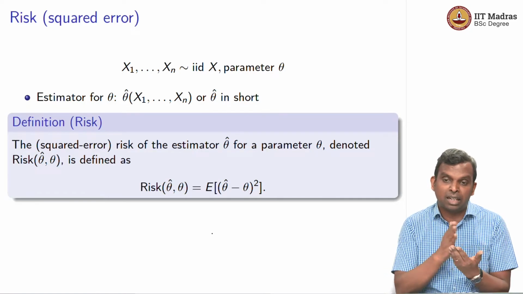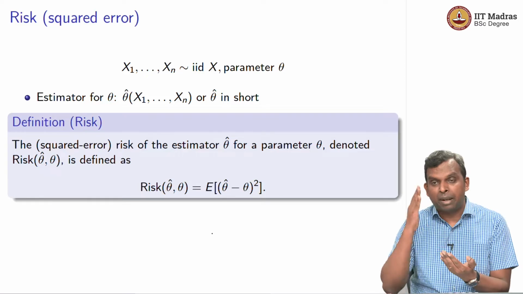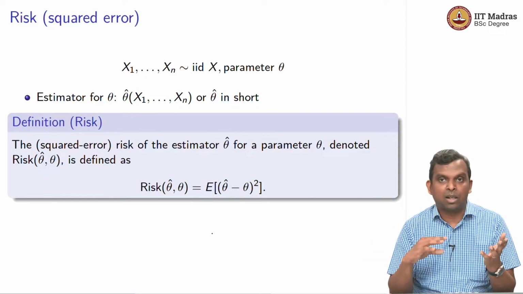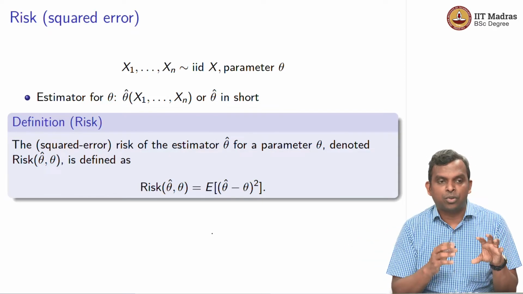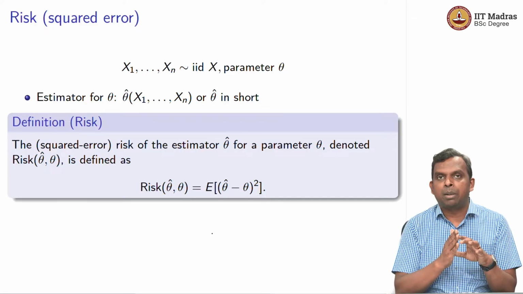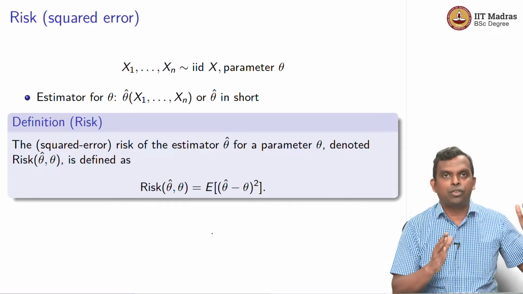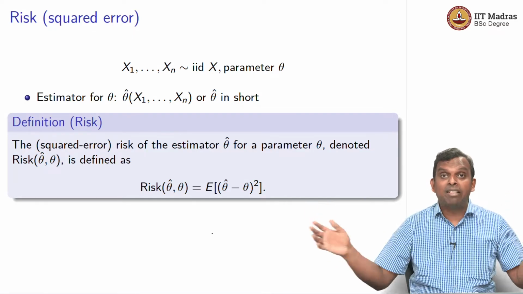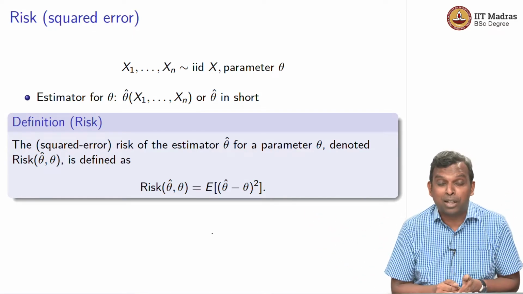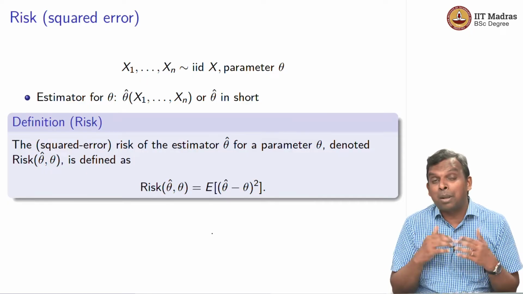Whether you deviate on the left side or the right side, the penalty is the same, so it doesn't cancel out. When you look at the expected value of theta hat minus theta, theta hat may be way off to the right of theta for a long time and way off to the left of theta for a long time, and on average this will cancel out and you will get 0. So even if you have an unbiased estimator, it may be a bad estimator.